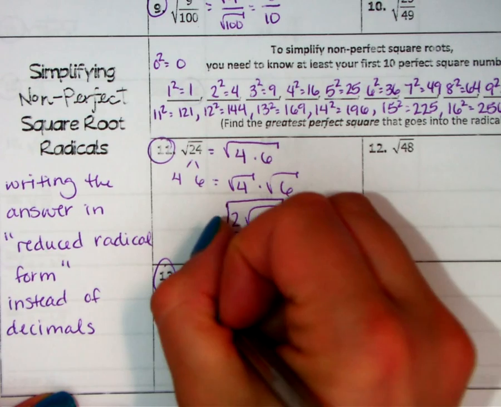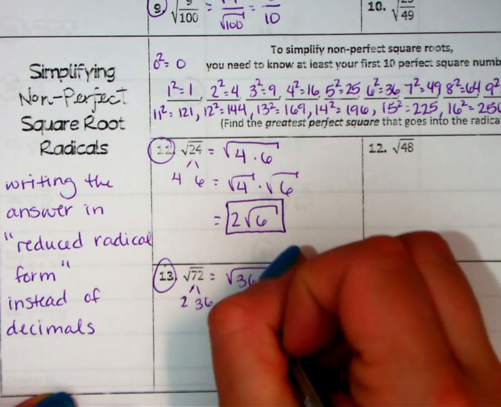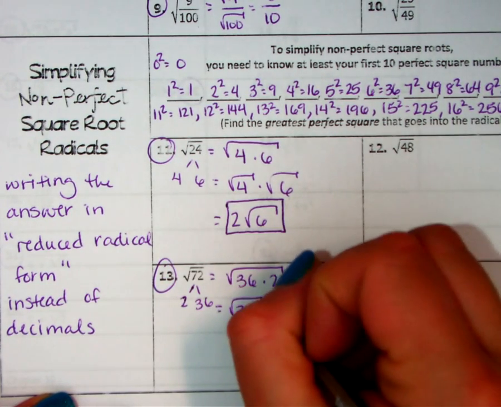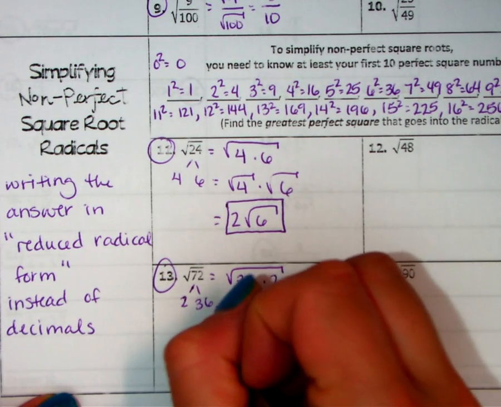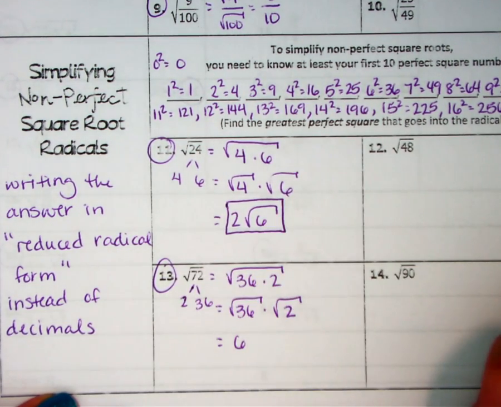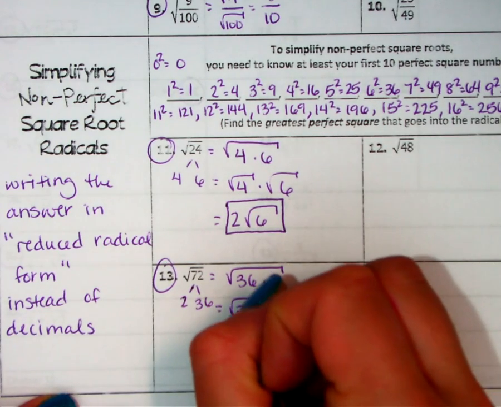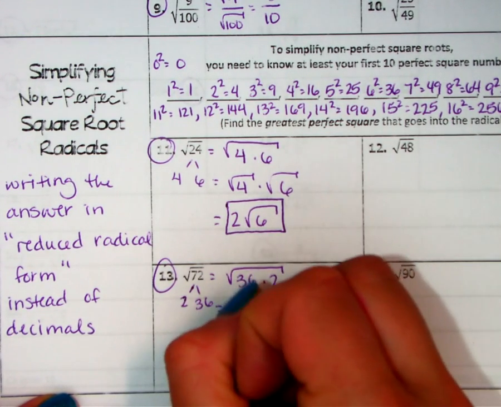which I can then separate into two roots, the square root of 36 times the square root of 2. And then we know the square root of 36 is 6. Can't take the square root of 2, so your final answer is 6 root 2.